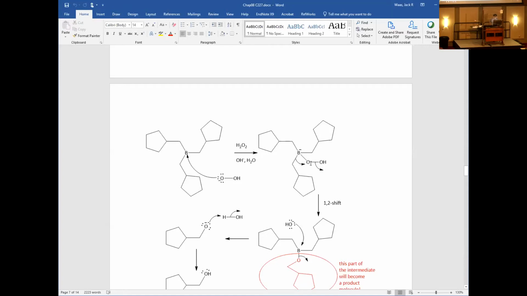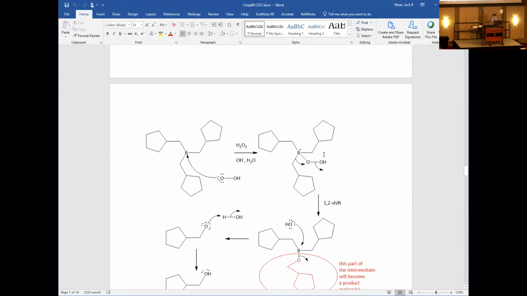And in so doing, we'll do two things. First of all, we'll take the minus charge off of boron. And second of all, we will break that weak oxygen-oxygen bond. That's one of the weakest bonds there is. And that is the money in the bank for us in terms of this reaction mechanism. It's breaking that weak oxygen-oxygen bond and replacing it with a relatively strong carbon-oxygen bond. That's what's going to be the main driving force of this part of the reaction.